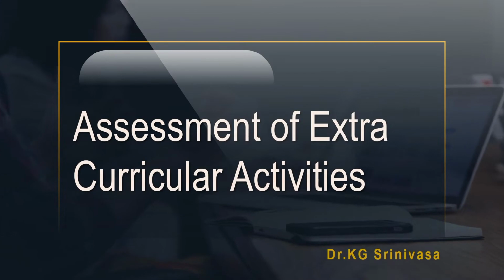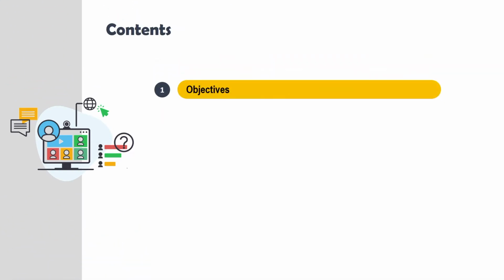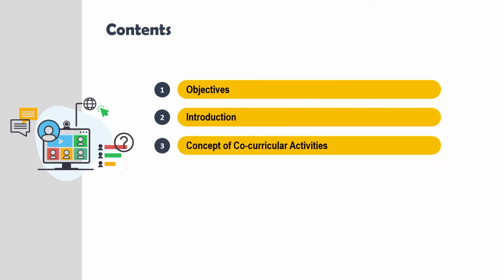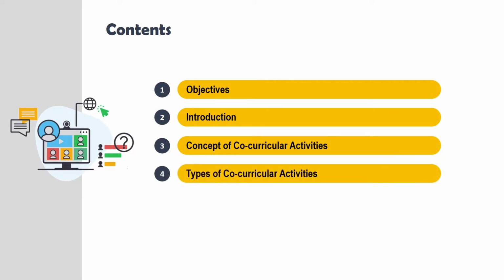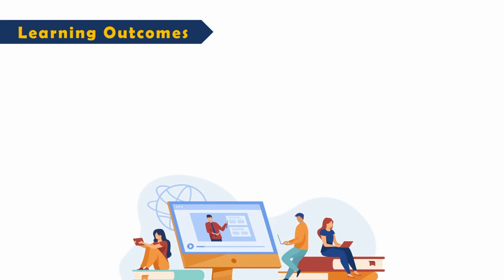So, in this session, we will discuss some aspects of the assessment of extracurricular activities. I would like to mention what the objectives of extracurricular activities are, what we mean by extracurricular activities, what the concept of co-curricular activities is, what the different types of co-curricular activities are, and what the need and importance are. So, what are the learning outcomes of this session?